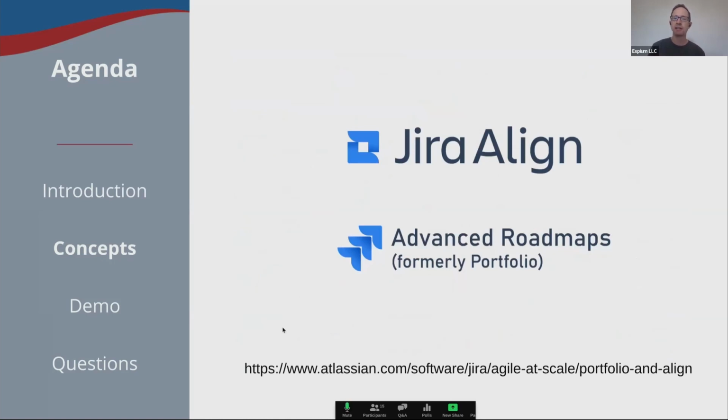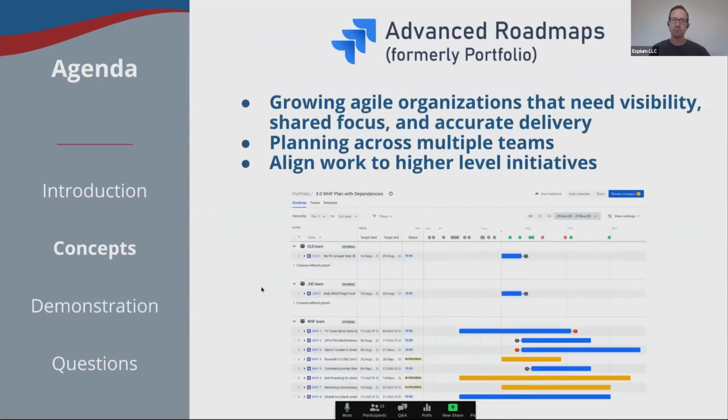But before we talk about Jira Align, we often get questions around Advanced Roadmaps and how it can fit in with your Agile at Scale journey, and also when you're trying to make a decision about Jira Align. As the name suggests, Advanced Roadmaps is a roadmapping tool that can be used to help you with your planning at scale. And it's now included in Jira Cloud Premium and in Jira Cloud Enterprise. It's also now included as a free add-on with Jira Software Data Center.